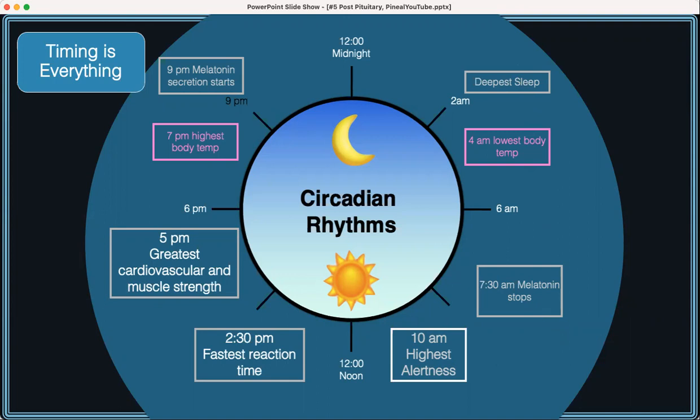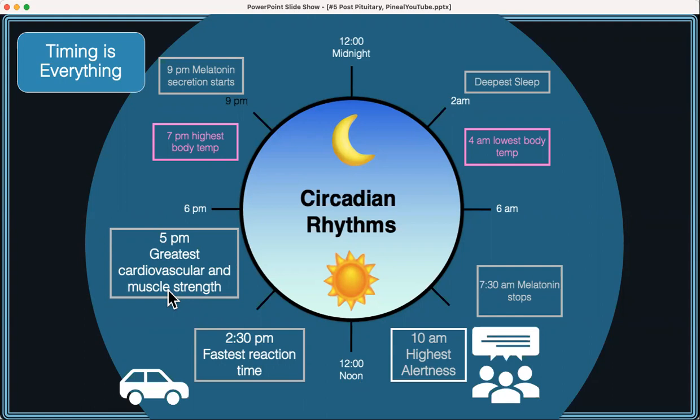So if you want to take an exam, plan something that you are able to schedule that you need to be in a high alert, that should be around 10, 11 a.m. Your fastest reaction time is 2:30. And for a great workout, your greatest cardiovascular performance and muscle strength is at 5 p.m.